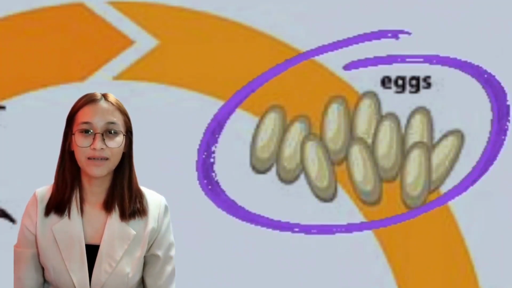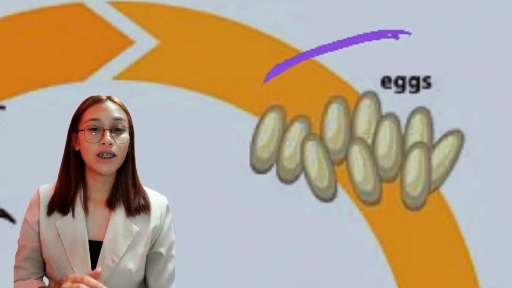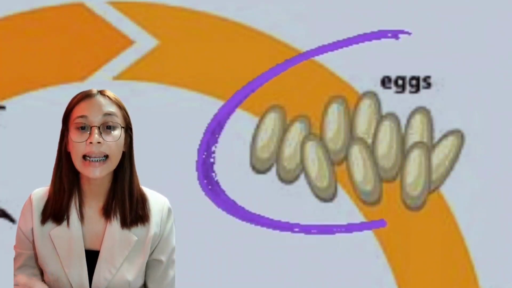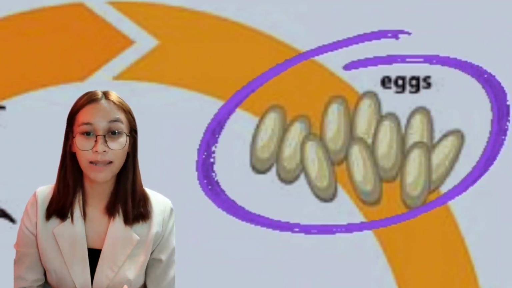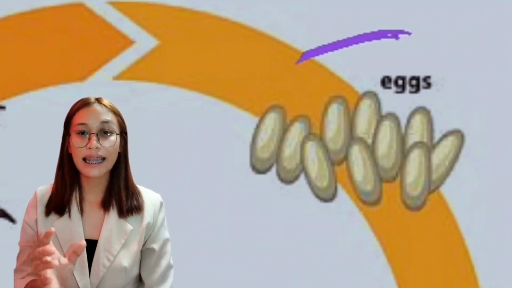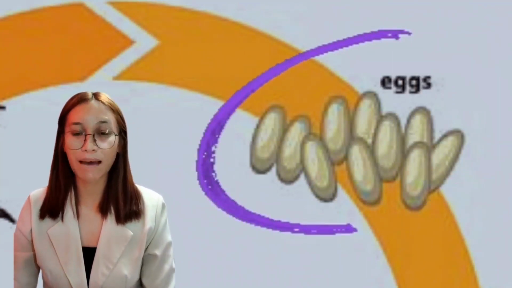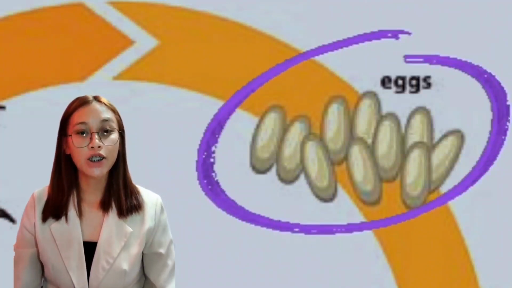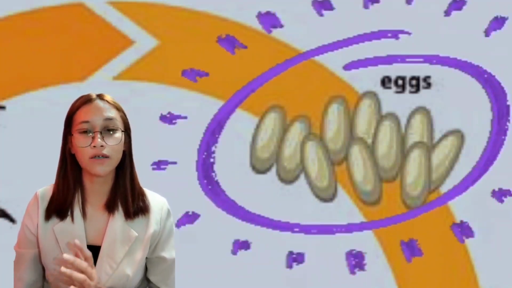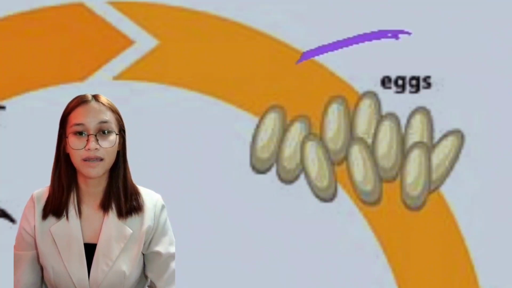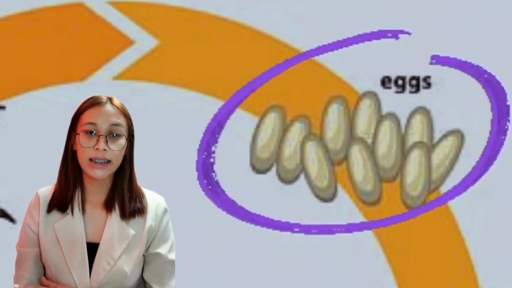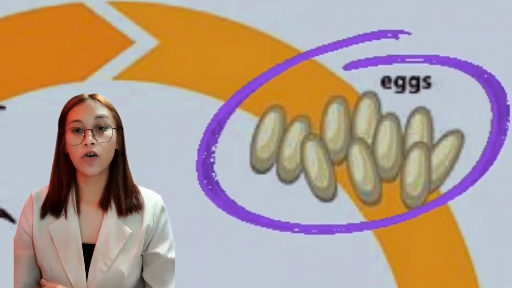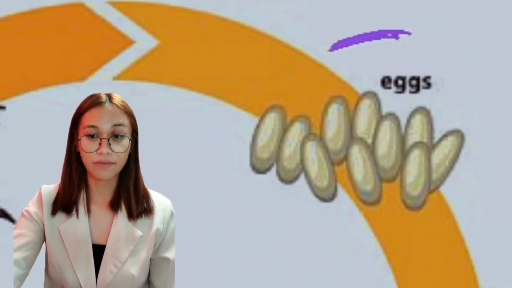First, egg. The life cycle begins when a female tick lays eggs, usually in the environment. The number of eggs laid can vary greatly depending on the species, ranging from a few hundred to several thousand. The eggs are often deposited in sheltered areas such as leaf litter or cracks in the ground.